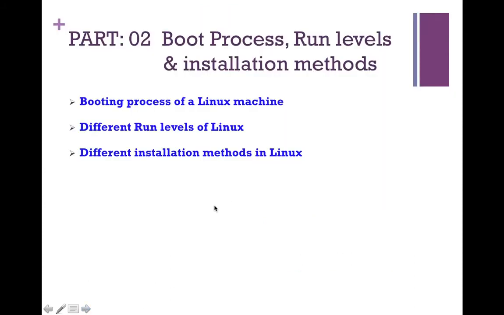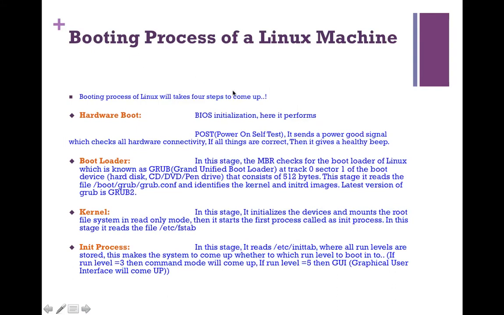In this part 2, we are going to discuss the boot process, run levels and installation methods. The booting process of a Linux machine, different run levels of Linux, and different installation methods in Linux. Let us discuss the booting process of a Linux machine first. The booting process of Linux takes 4 steps to come up: hardware boot, bootloader, kernel, and init process.